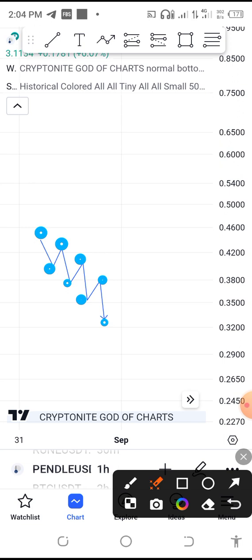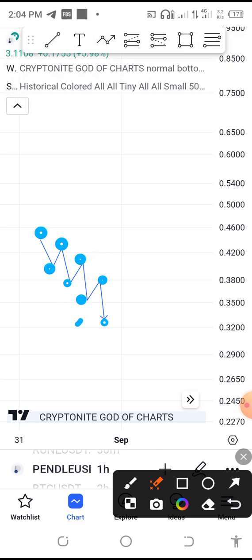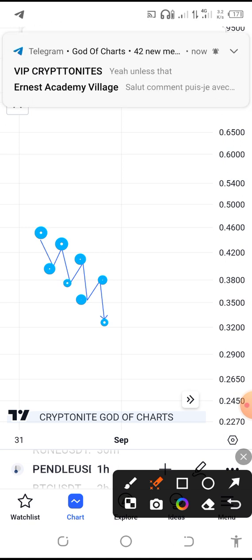It now came down again, breaking this former structure here. It moved past this structure and came down. It broke this, so it has broken the structure downwards. Okay. It now went back up and came down again, breaking this other previous low. So it continues in that aspect.